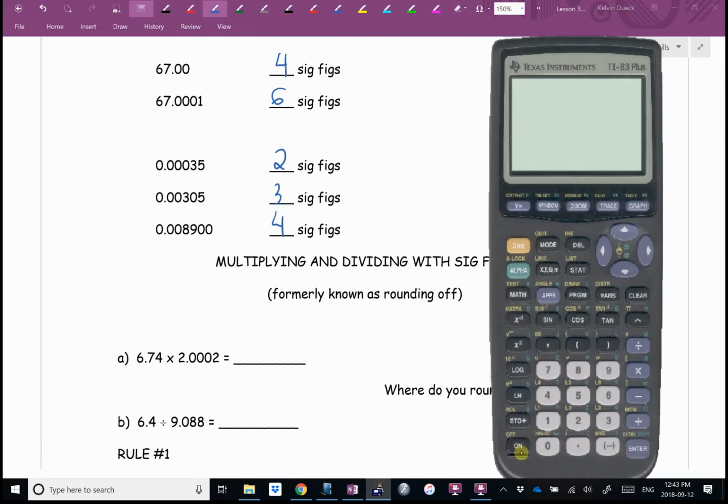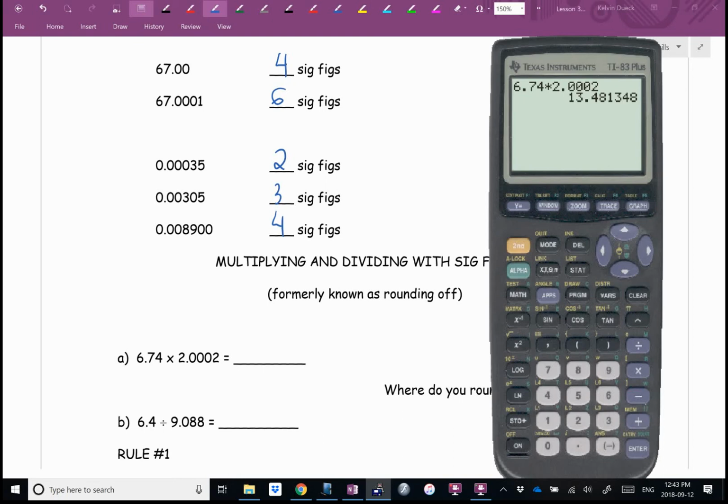6.74 times 2.0002. Come on. 6.74 times 2.0002. And this is going to explain how I was doing that answer key that you were looking at the other day and wondering why I was rounding off to what I was rounding off. We don't write everything. Okay?